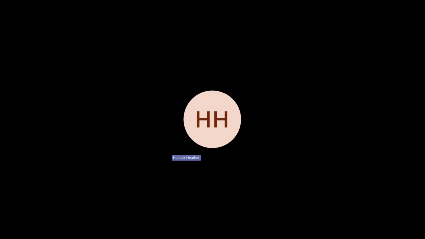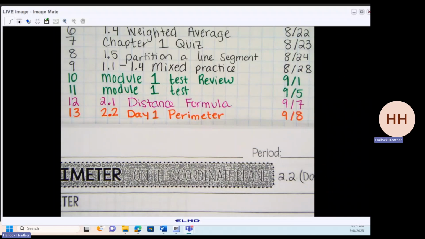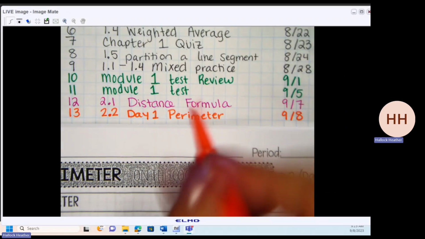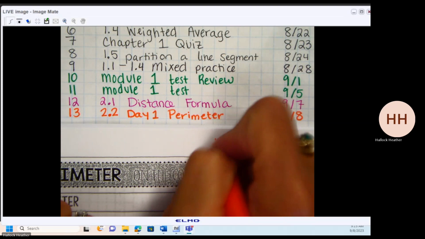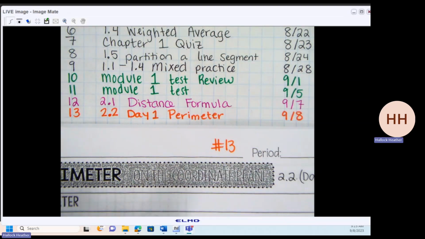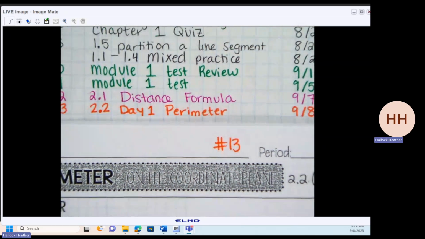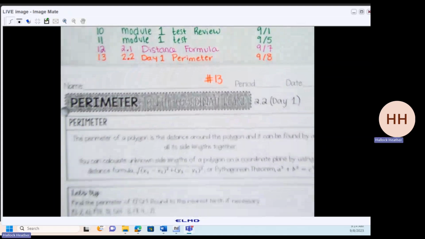So at the top of this paper, this is going to be called number 13. This is using the distance formula, what we did yesterday, to calculate perimeter. So for this, make sure you put your name on it.